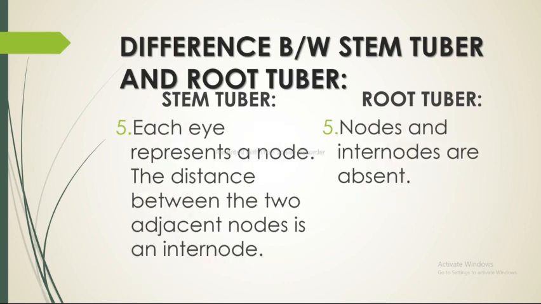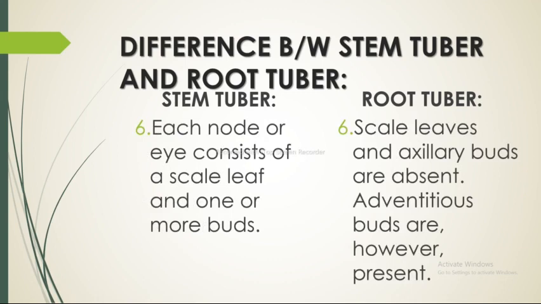Stem tuber, each eye represents a knot. The distance between the two adjacent knots is called an internode. Root tuber, the knots and internodes are absent. Stem tuber, each knot or eye consists of a scale leaf and one or more buds. Root tuber, the scale leaves and axillary buds are absent. Adventitious buds are however present.